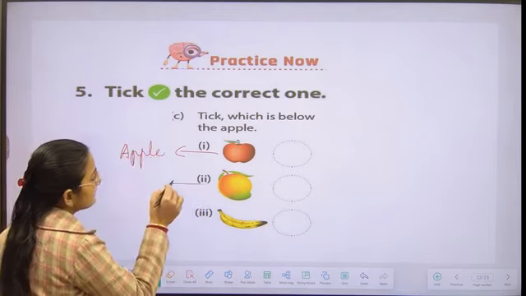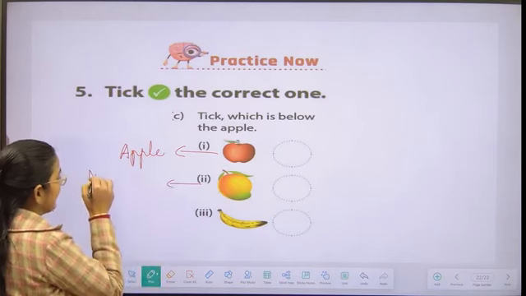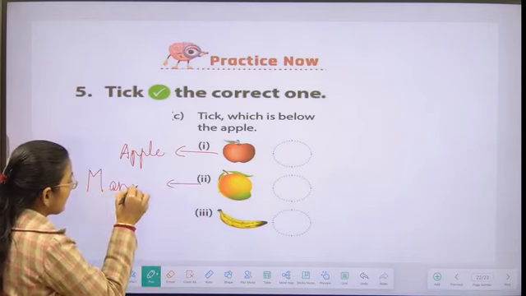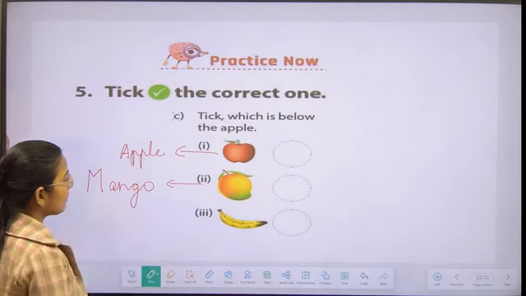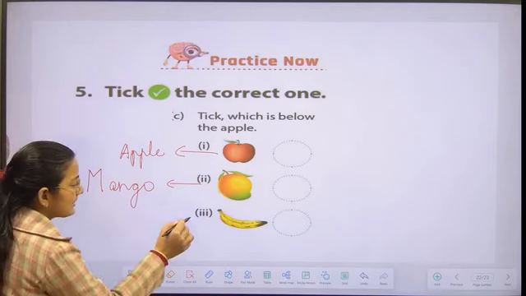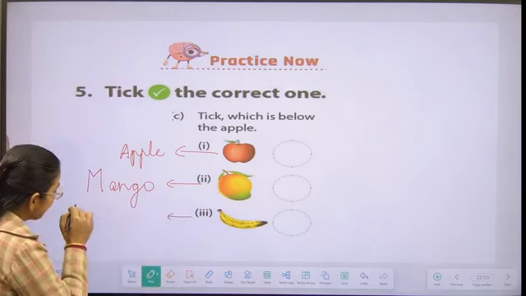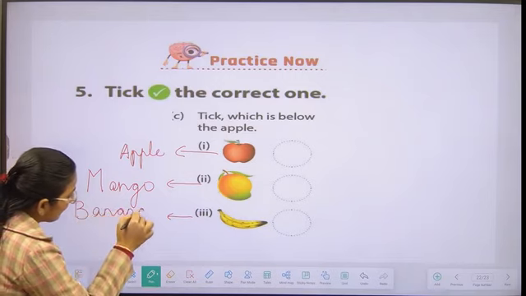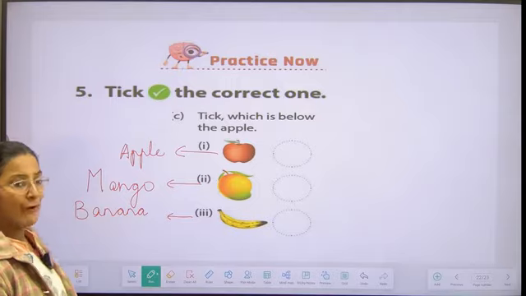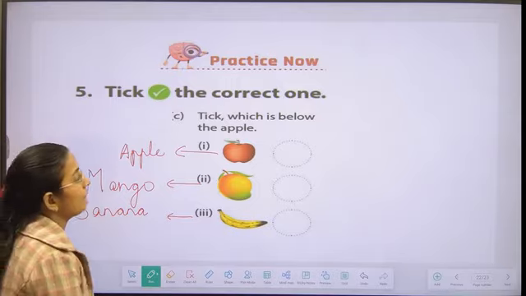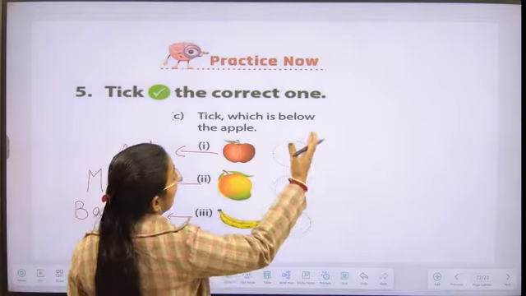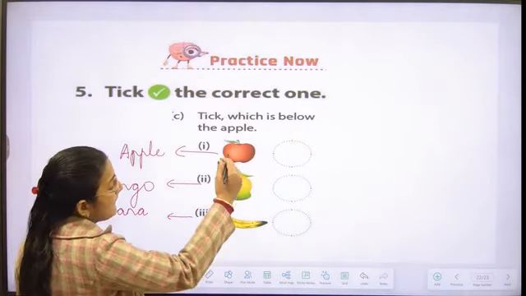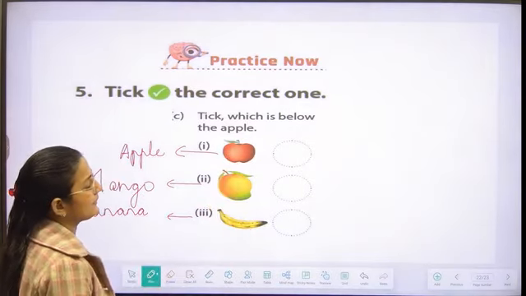And which fruit is this? Yes, this is mango. And which fruit is this? This is banana. So what we have to do in this picture? We have to tick the fruit which is below the apple.